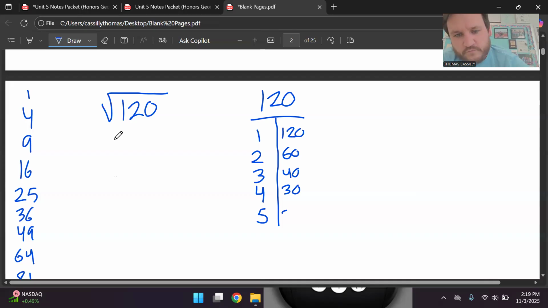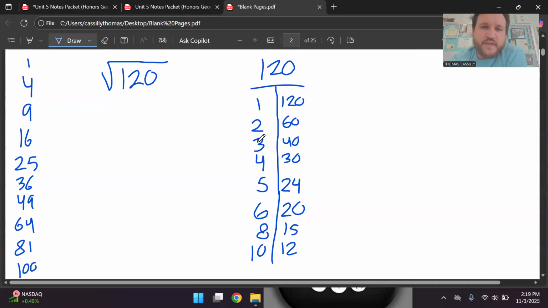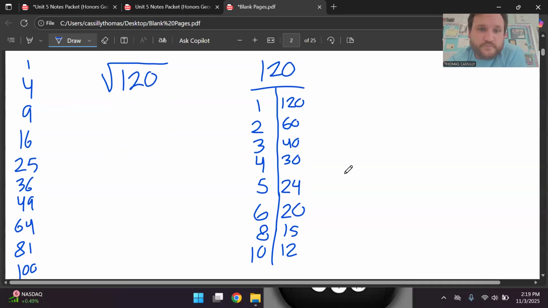It's going to be 24. Let's see, 6 works. That's going to be 6 and 27 doesn't work, but 8 works. That's going to be 8 and 15. And then you have 10 and 12. All right, so these are all the pairs of numbers that multiply to 120.